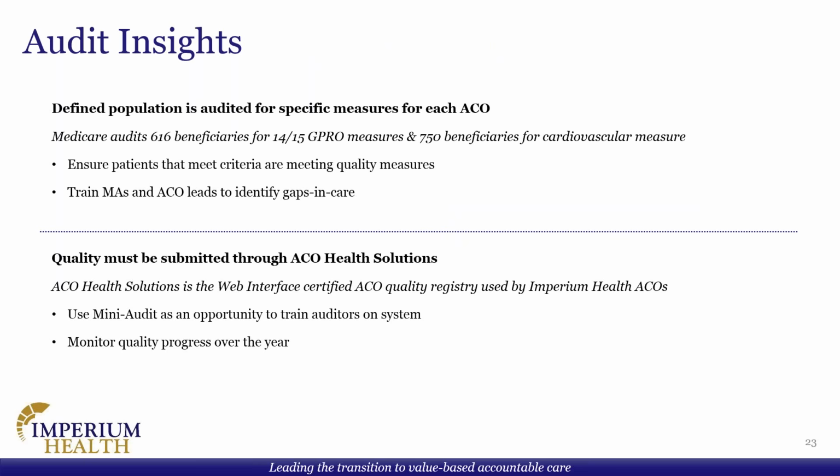A few audit insights for you as we start thinking about it. Medicare will pick 616 beneficiaries for 14 of the 15 measures and 750 beneficiaries for the cardiovascular measure. So we will do our best to make sure that we're focusing on the correct patients over the course of the year, and I'm sure you will do the same. But it is a little bit random which patients Medicare will select. A tip that I have for you is to always make sure that you're training your MAs and your ACO leads on which patients are likely to be selected, as we're more likely to be successful on the audit that way.